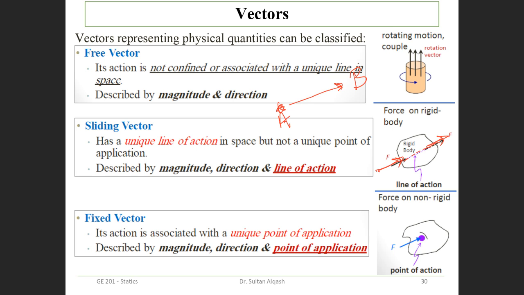Okay. A fixed vector is an action associated with a unique point of application. This is what we call the fixed vector. If the vector is affecting here, it is not the same as the vector affecting in another location or position. So these are completely two different vectors, with different points of application, different direction, different magnitude. So the body will receive a different effect. It has another effect. This is called a fixed vector. I hope it's clear, guys. Clear?